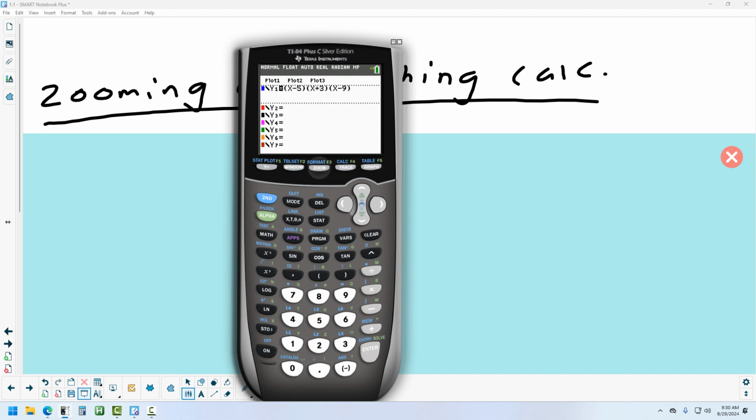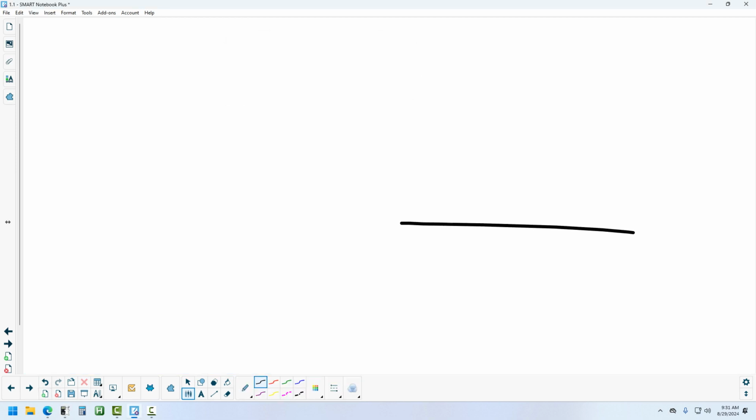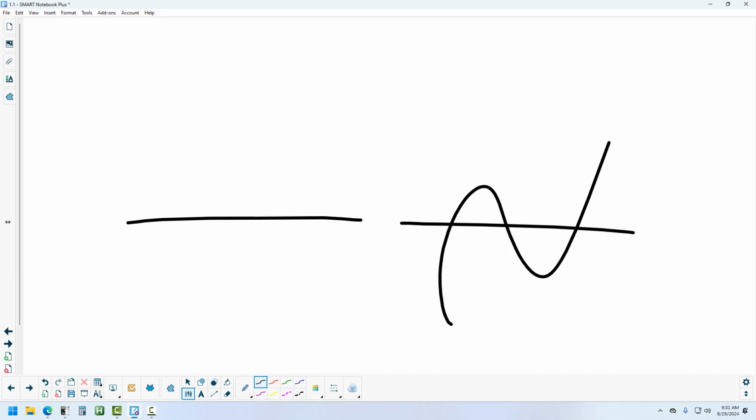Now, if I do zoom 6, and I want to see what this graph looks like, it's really big. That's way off the screen. In general, I know that cubics can cross the x-axis 3 times. Basically, the highest exponent tells you how many times it could cross. So it could look something like that. Could also look something like that. Might only cross once. But it's going to have that kind of shape to it.